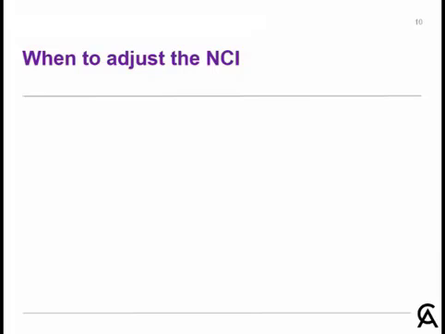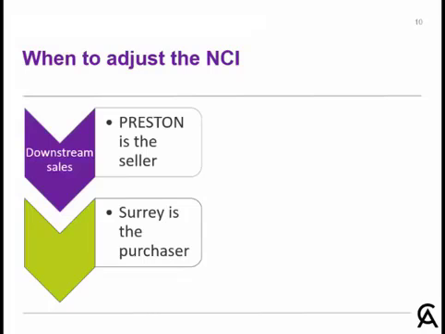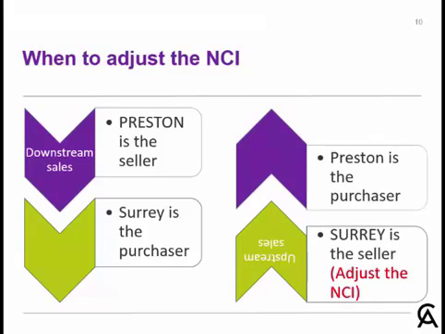Okay, finally, let's think about what happens if we didn't have a wholly owned sub. What if it was a partly owned sub? When do I need to make an adjustment for the NCI when there is unrealised profit on inventory sales? We can have what we call downstream sales. So the parent is the seller and the sub is the purchaser. So that's when the unrealised profit is sitting in the parent's books.